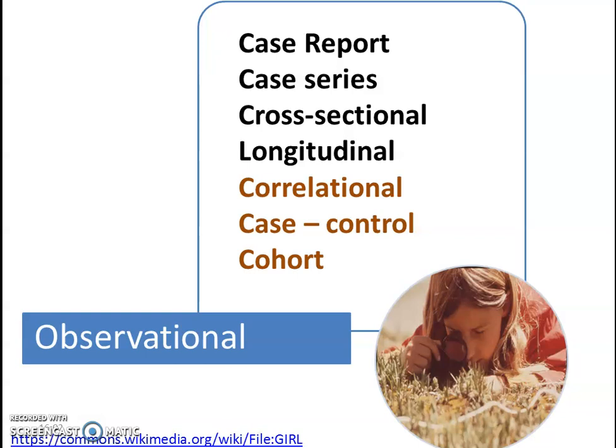A simple example is, there is a group of people, some are smokers, some are non-smokers. You follow them up over a period of, let us say, 10 years to find out what is the effect of smoking on periodontal problems. That becomes a cohort study. So these are in brief various types of observational studies. There is another type of observational study which we call exploratory study or qualitative research, about which we will talk maybe in one of the classes ahead.